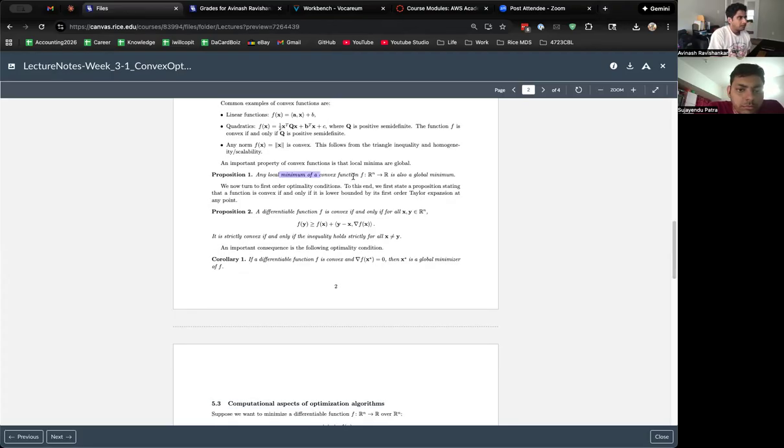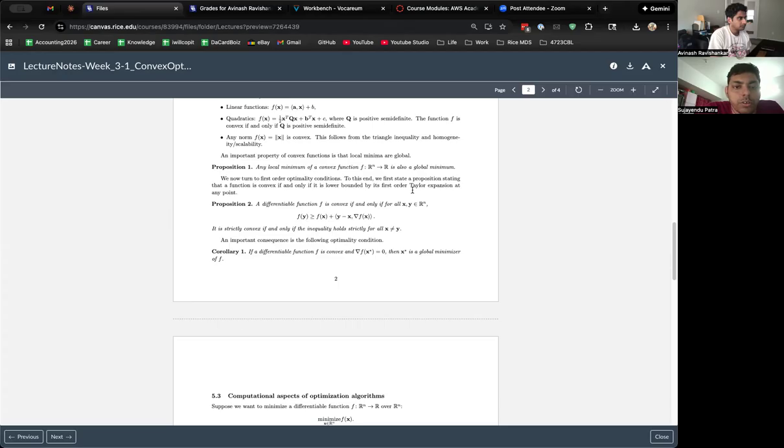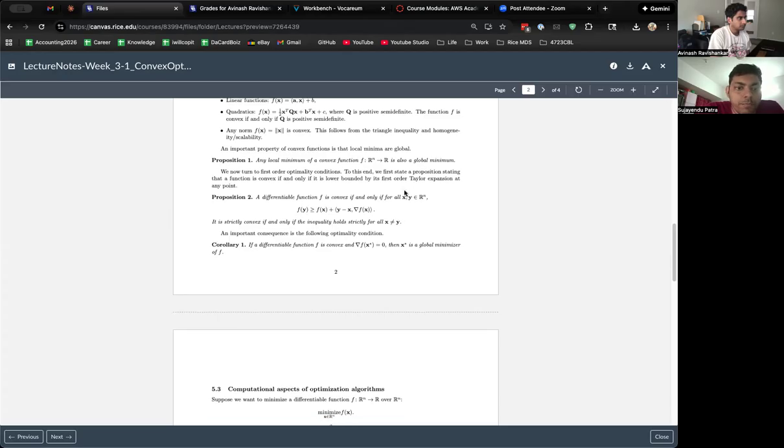Any local minimum of a convex function is also a global minimum. We now turn to first order optimal conditions, and we first state that proposition. This is some alternate ways of stating some convexity.